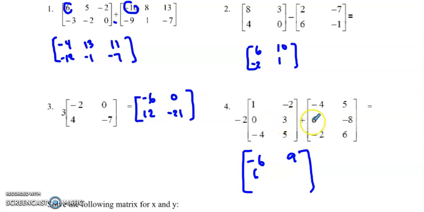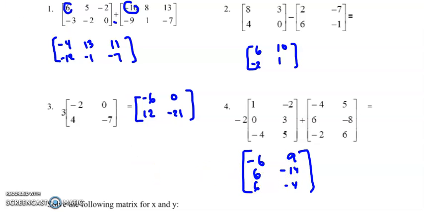-2 times 3, -6 minus 8 is -14. -2 times -8 is 16, minus 2 is 14. -2 times 5 is -10, plus 6 is -4. Okay, so those are the two, let's see, I just realized I made a mistake here. -2 times 3 is -6, plus a -8 is -14. Sorry about that.